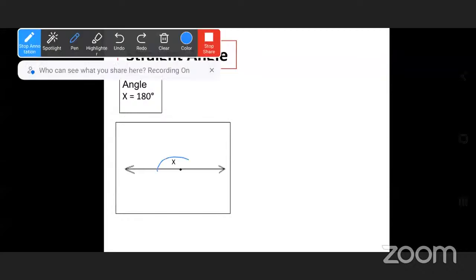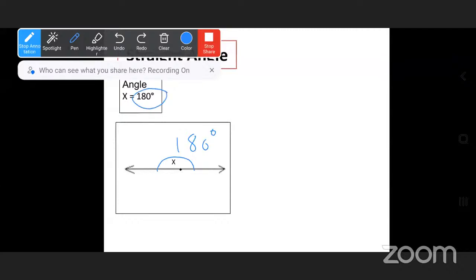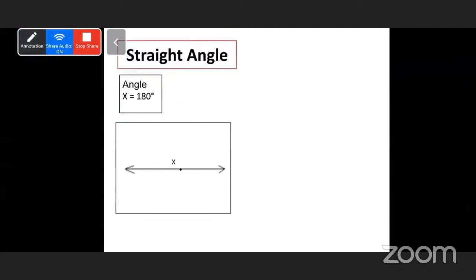Here it makes a measure of 180 degree. Okay. Now, how you are supposed to construct an angle, that we are going to learn in the next session. Today, you are just supposed to remember the types of angles. So, if the measure of the angle is 180 degree, we will call it a straight angle. So, straight angle. Okay.